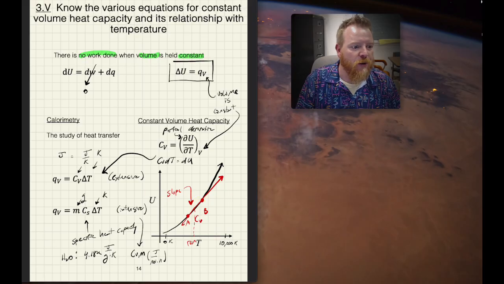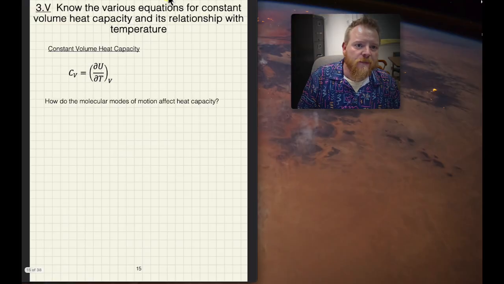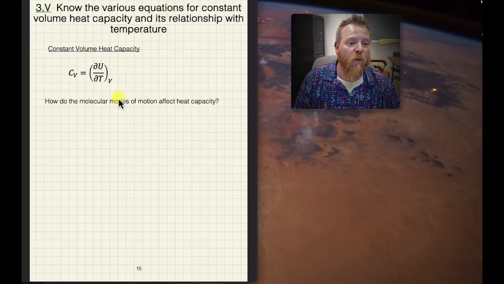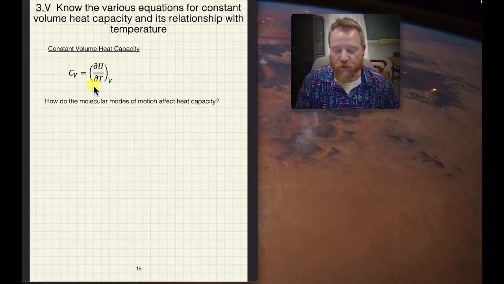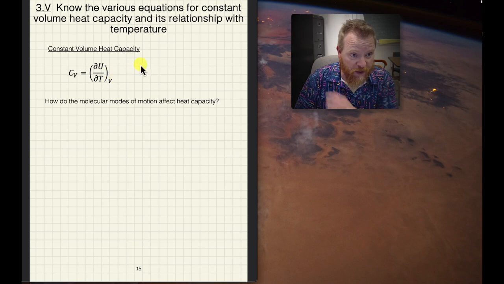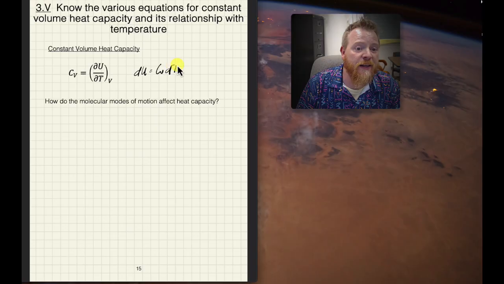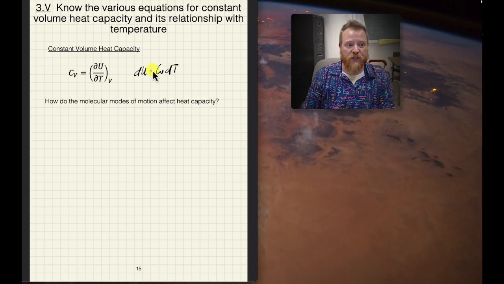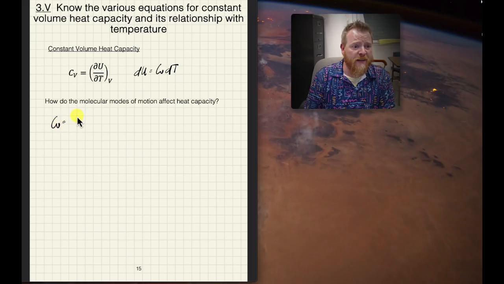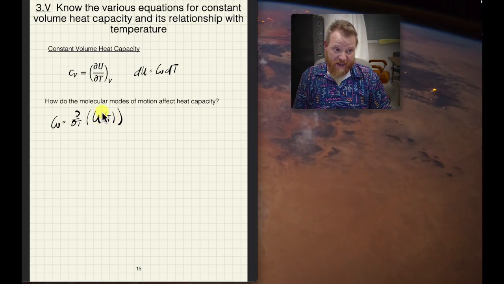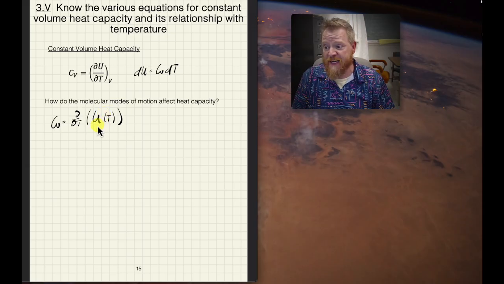Okay. So now, moving on, how do the molecular modes of motion affect heat capacity? Well, again, we noted that this is a partial derivative, so I can play with it in the following way. I can make it say dU equals CV dT. That's one way I can play with this equation. Another way is the following. I can say CV is the partial of U with respect to T. So we can take the derivative of U as a function of T.